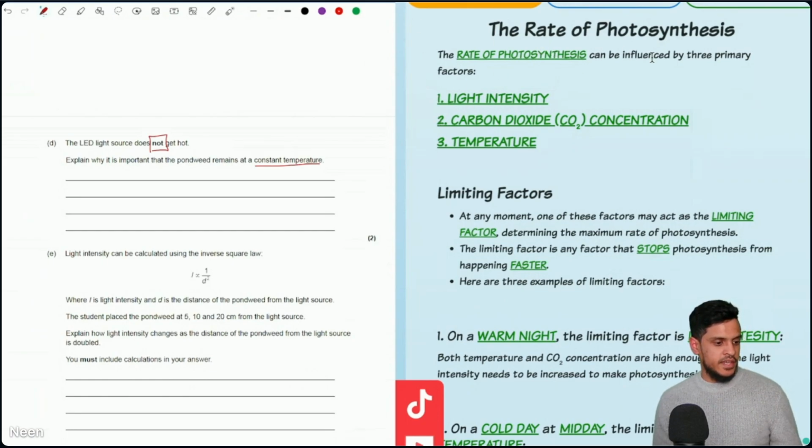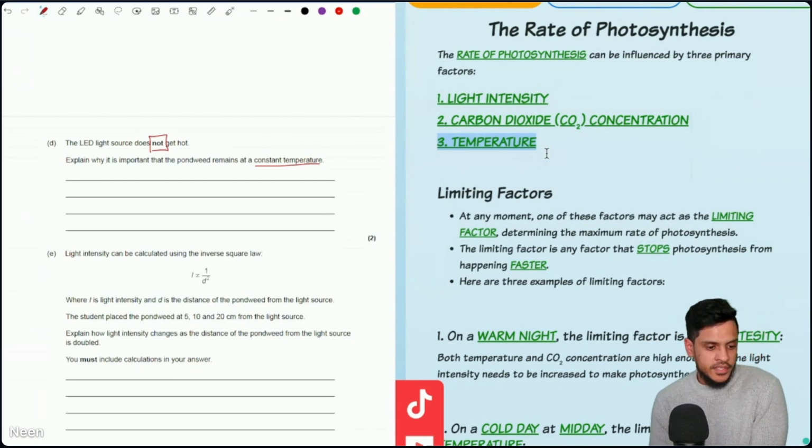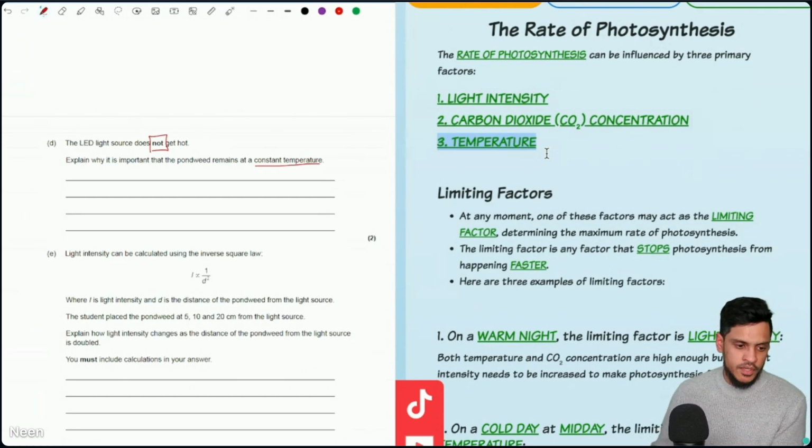Look at the factors that affect photosynthesis. Temperature. Yeah, good. So temperature increases the rate of photosynthesis. So what you want to do is keep temperature constant so it doesn't increase the rate. So to get the 2 marks here, 1 mark is to say temperature affects the rate of photosynthesis.